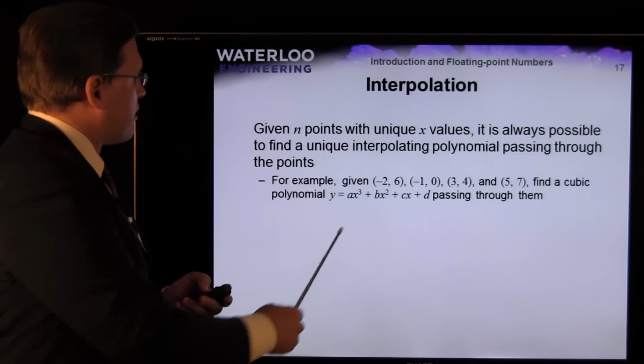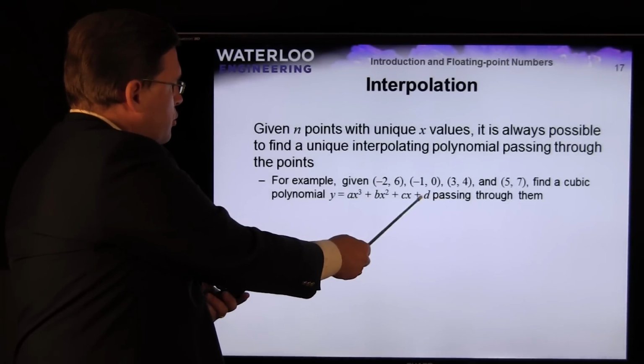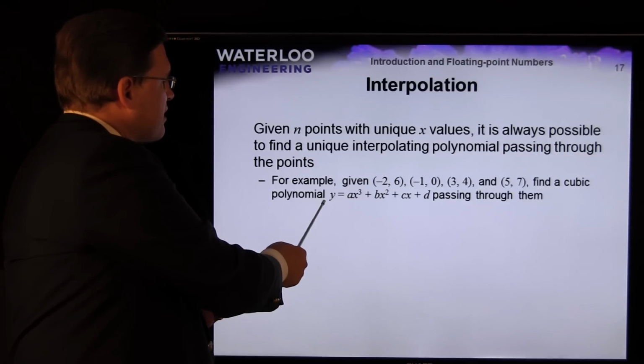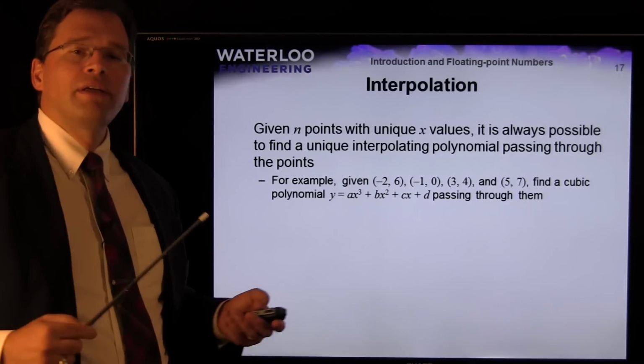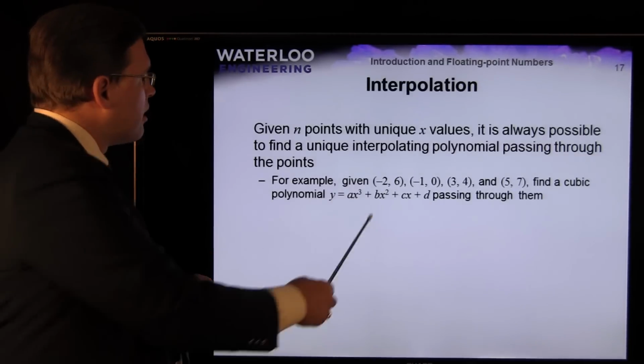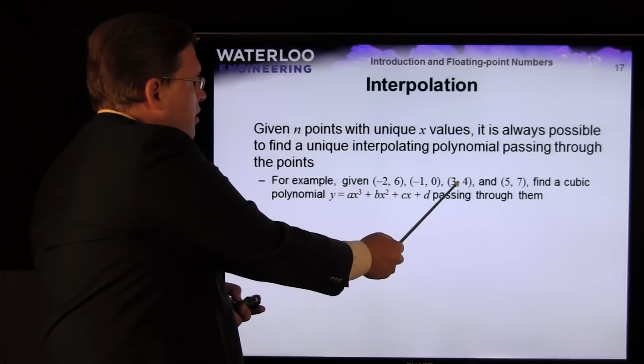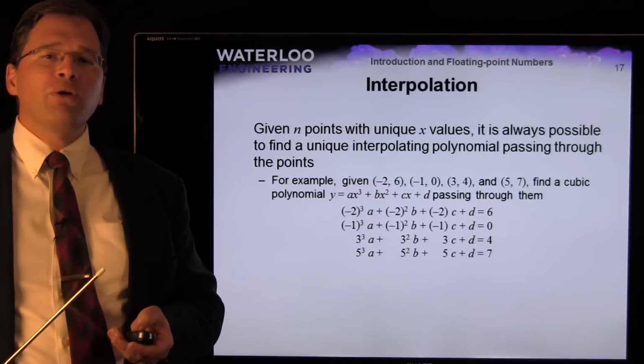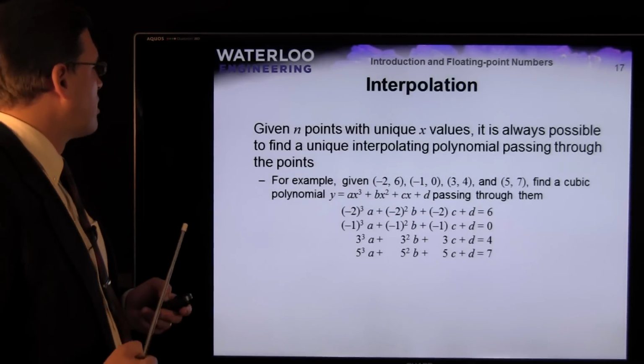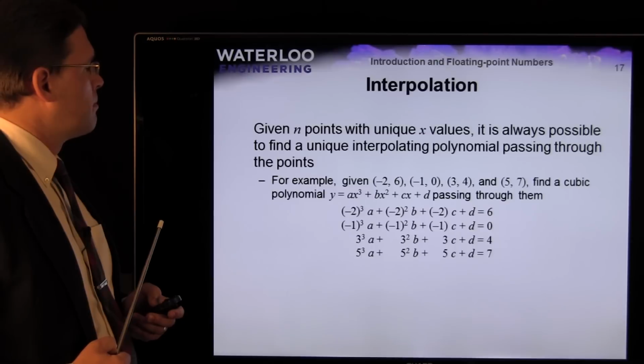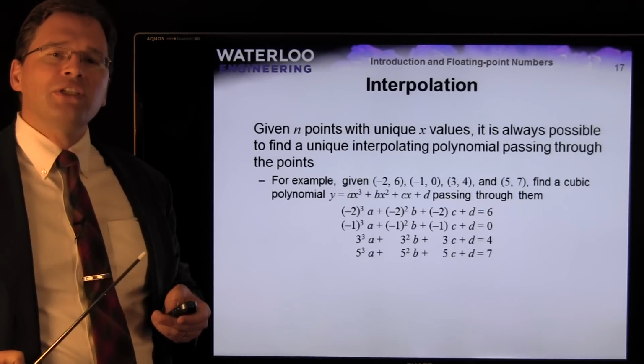Well, once again, substitute x is equal to 2 and y is equal to 6 into this equation. That gives us one equation. Do the same for the second, third, and fourth point. That gives us 4 equations and 4 unknowns. This is a system of linear equations.